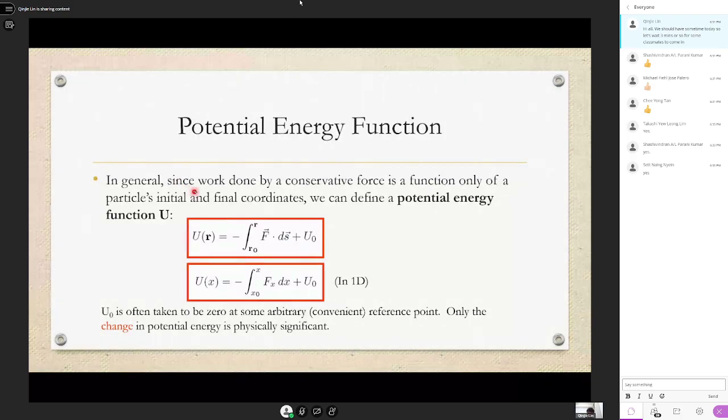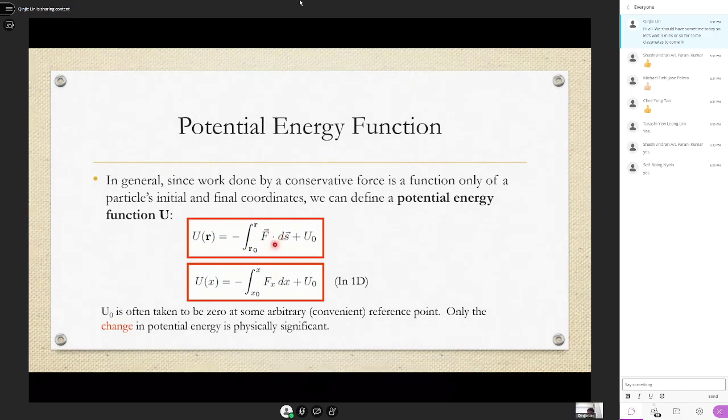Since work done by a conservative force is a function only of a particle's initial and final coordinates, we can define potential energy in this form. The one on top here is a more general form, that's why we have R here. So potential energy equals the integral from R naught to R of F dot ds. You can see this F dot ds is actually your work done formula, which equals energy.